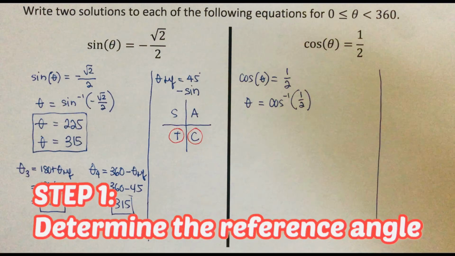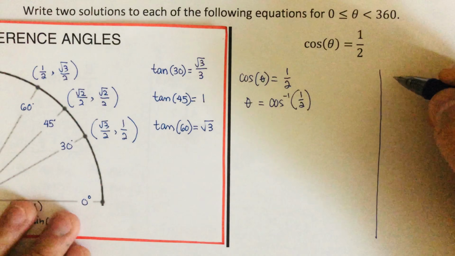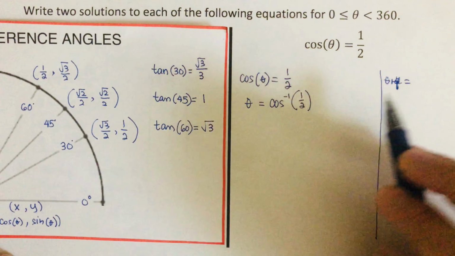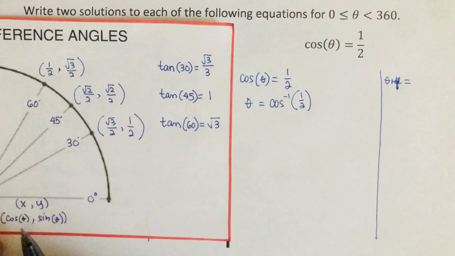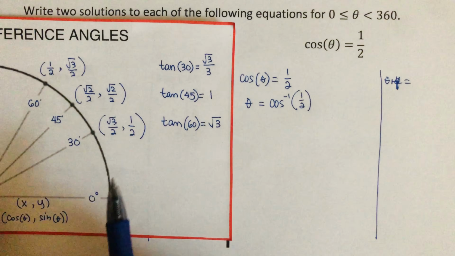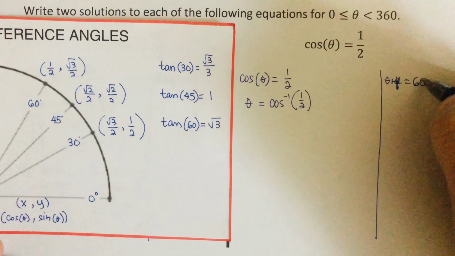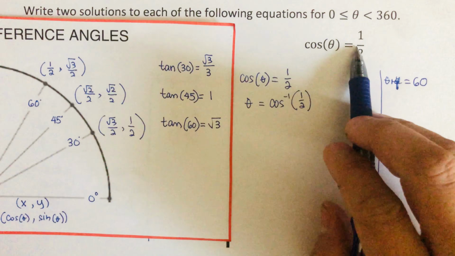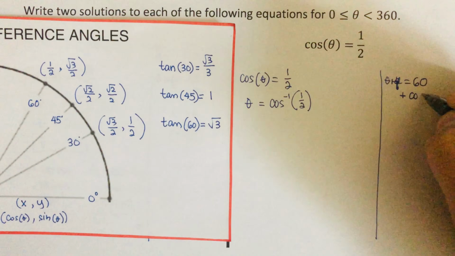The first step is to determine the reference angle. So the reference angle for this can be determined using this. So I'm gonna put that up there. So the reference angle is equal to, that's 1/2. Since this is a cosine, we're looking for x, because remember the x represents the cosine. So which one has 1/2? And that is 60. So that means our reference angle is 60. And so we go ahead and say that this is a positive 1/2 and cosine. So we're looking for a positive cosine.